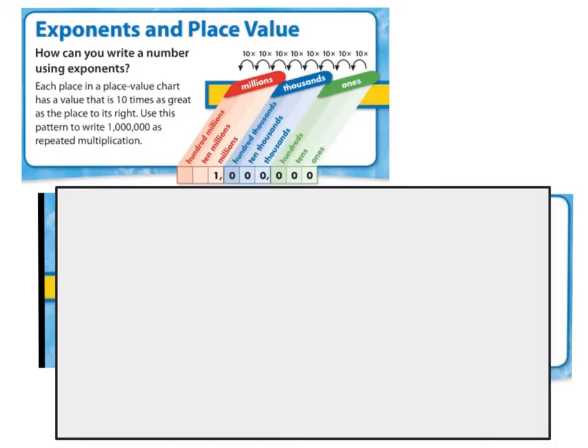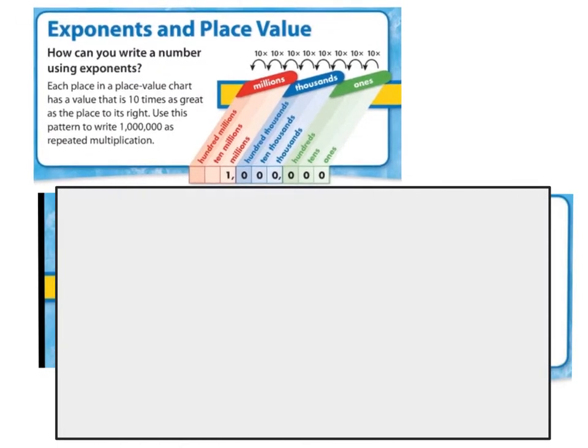All right, so again, we are working on exponents and place value. Right there. Let's just read through this for a second. How can you write a number using exponents? Each place in a place value chart has a value that is 10 times as great as the place to its right. Use this pattern to write 1 million as a repeated multiplication.